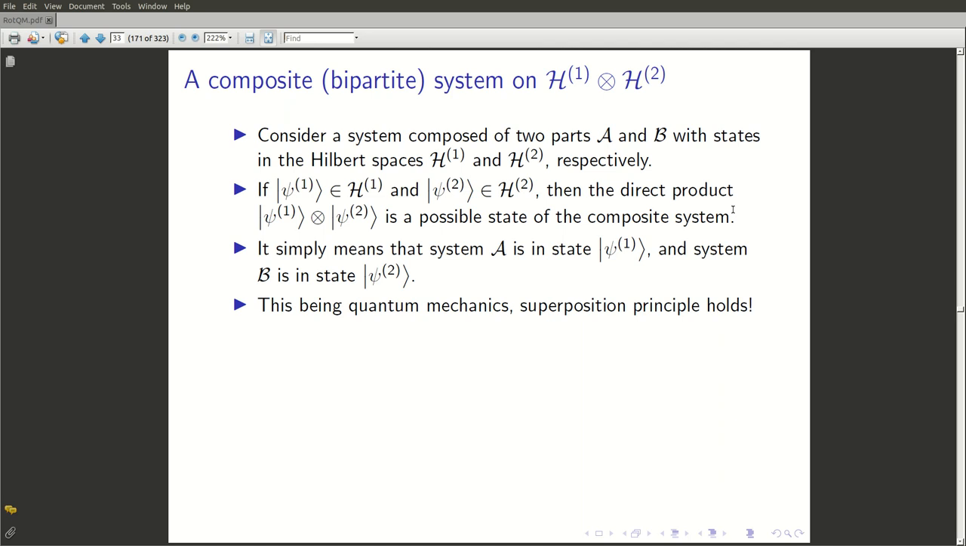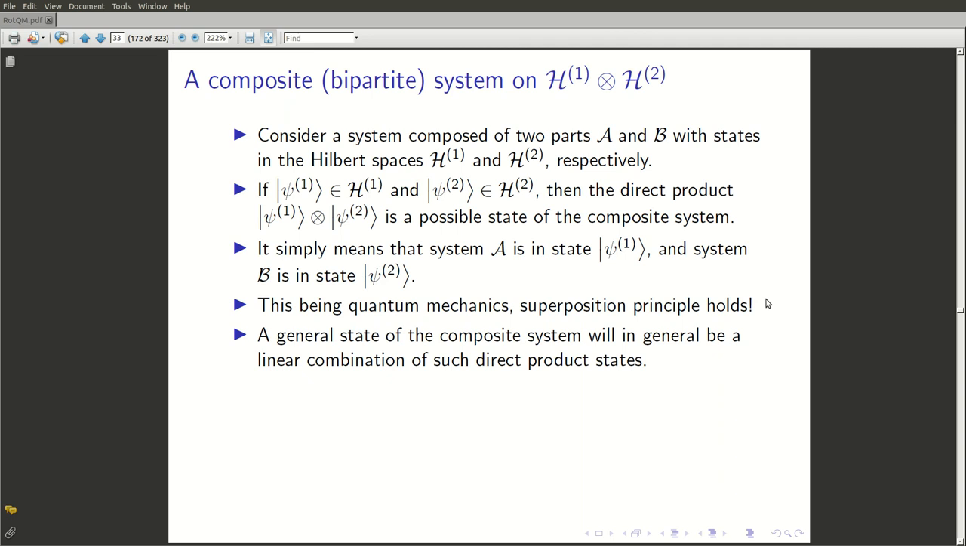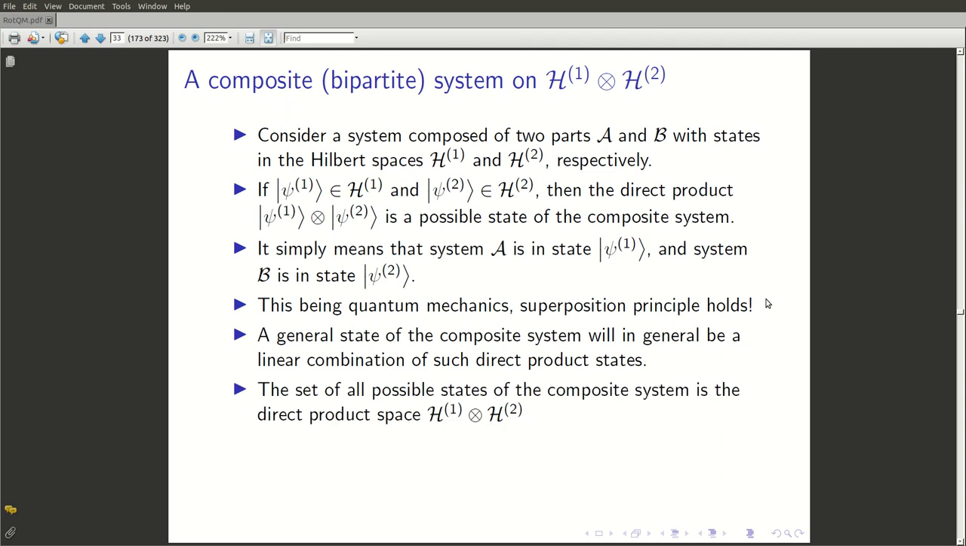By the way, I am using the term "otimes" simply because that's the name of the LaTeX symbol which types the direct product symbol here for you. So instead of saying ψ1 direct product ψ2, I am just saying ψ1 otimes ψ2. A general state of the composite system will in general be a linear combination of such direct product states. And the set of all possible states of the composite system is what you call the direct product space H1 ⊗ H2.